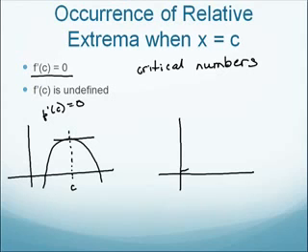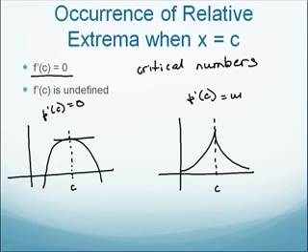So let's say maybe we have a curve that's looking something like this. So at this value, when x is c here, we plug the c into the first derivative, and it is undefined. Okay.